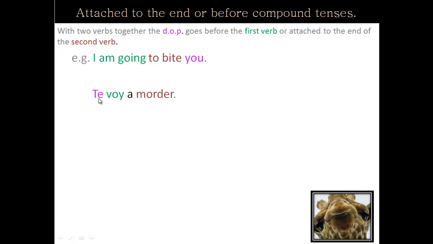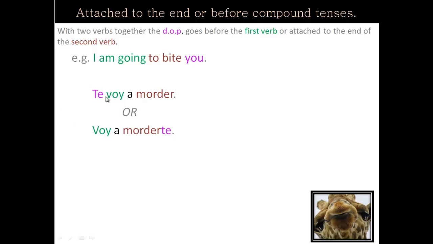That's our direct object pronoun. So we put it before the first conjugated verb, okay? Or, voy a morderte. So you can see the te sits before the voy, so before the first conjugated verb, or indeed attached to the end of the infinitive. Doesn't matter which one; there are regional differences in Spain and indeed the wider Spanish-speaking world. Both are perfectly acceptable, both are grammatically fine, and both are understood. It's whichever you prefer.